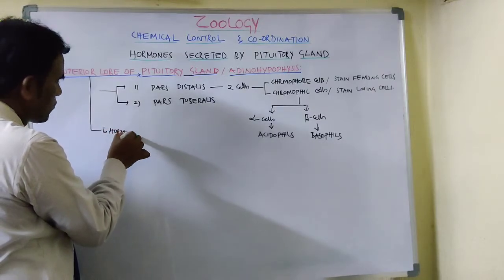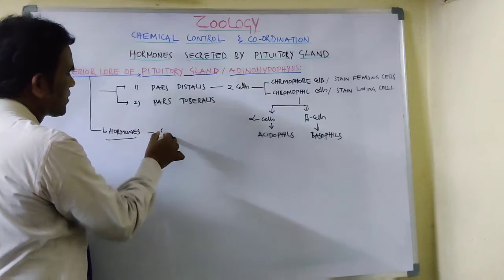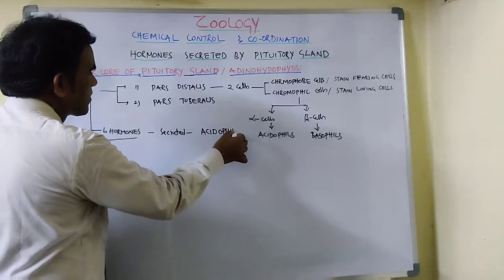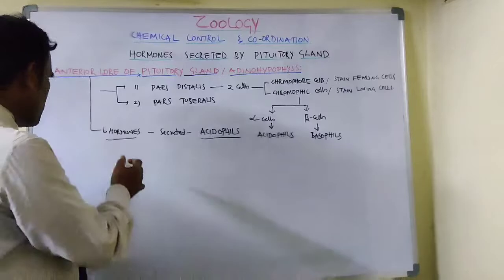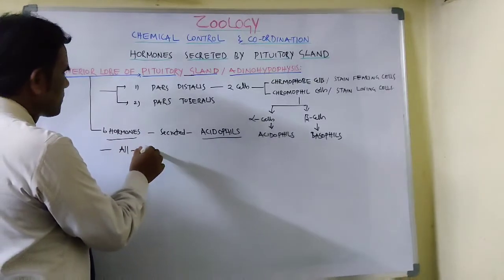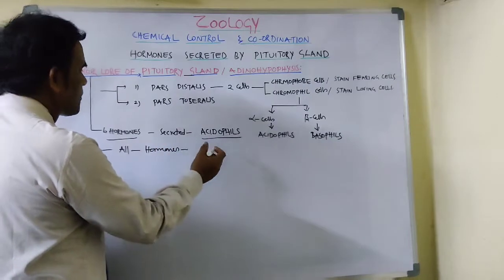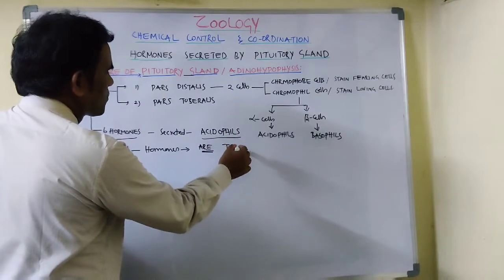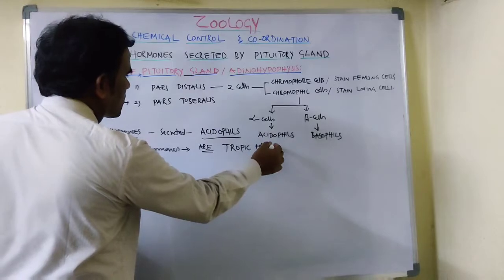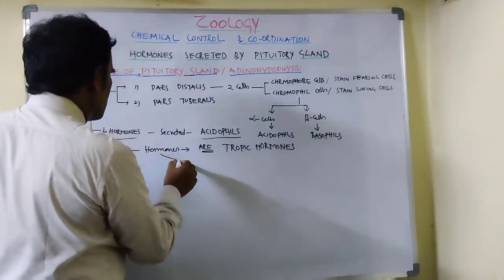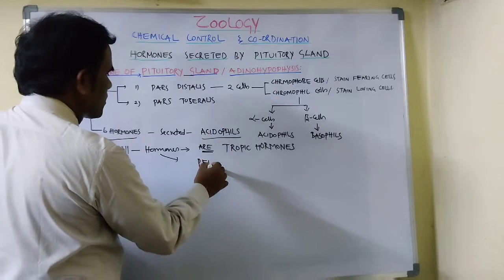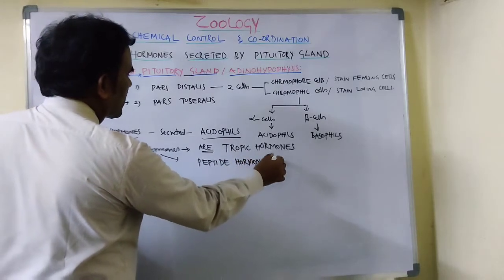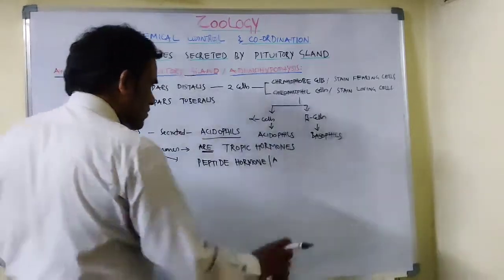Now the anterior lobe of the pituitary gland, the pars distalis, secretes 6 hormones. All the 6 hormones are secreted by acidophils, or alpha cells. All these 6 hormones are trophic hormones, and these are amine hormones or peptide hormones.